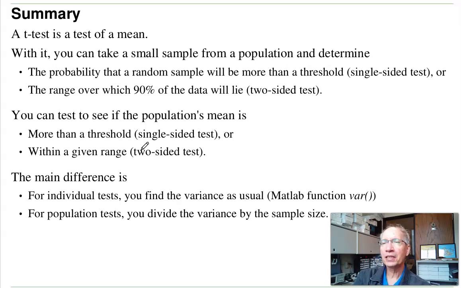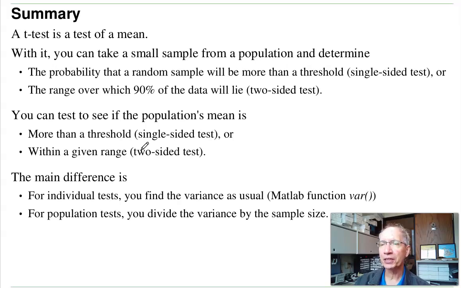A t-test is a test of a mean. With it, you can take a small sample from a population and determine the probability that a random sample will be more than a threshold, that's a single-sided test, or the range at which the next data point will lie. That's like for rolling dice. Next time I roll the dice, what's the result going to be? That's for an individual. I can also test the population's mean to find out, is the population's mean higher than a threshold, or is it within a range? That also is a single-sided test or two-sided test.